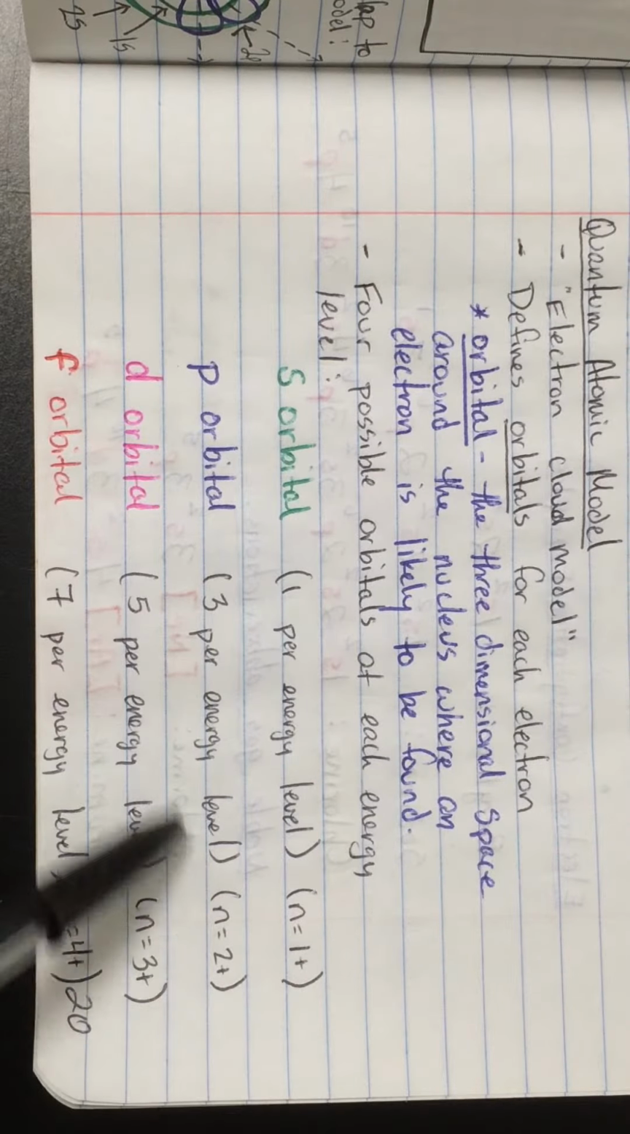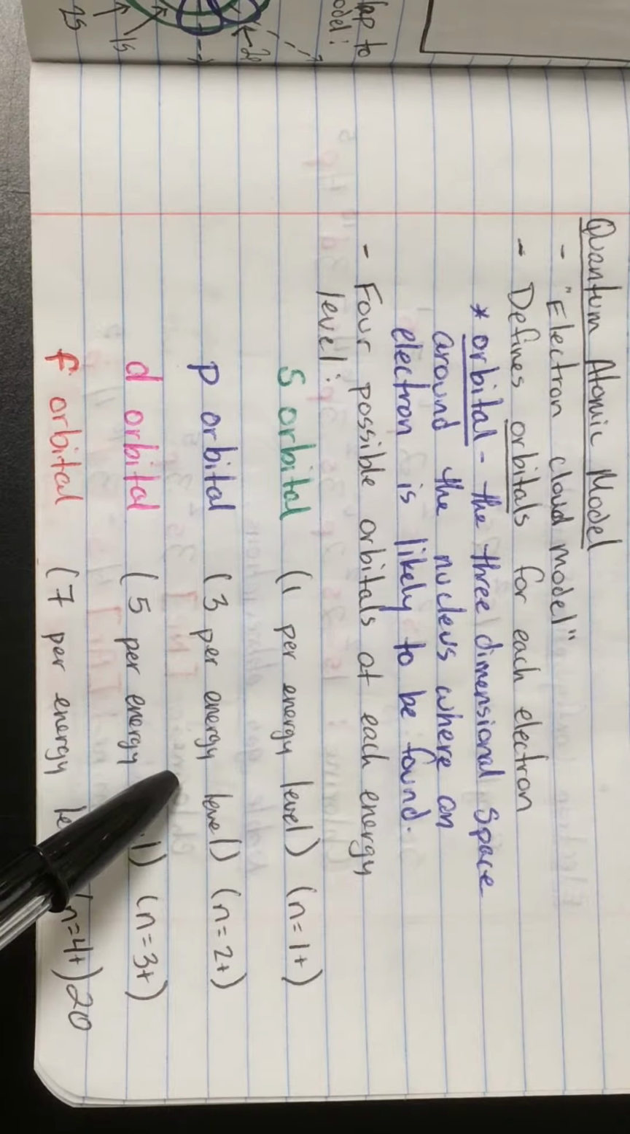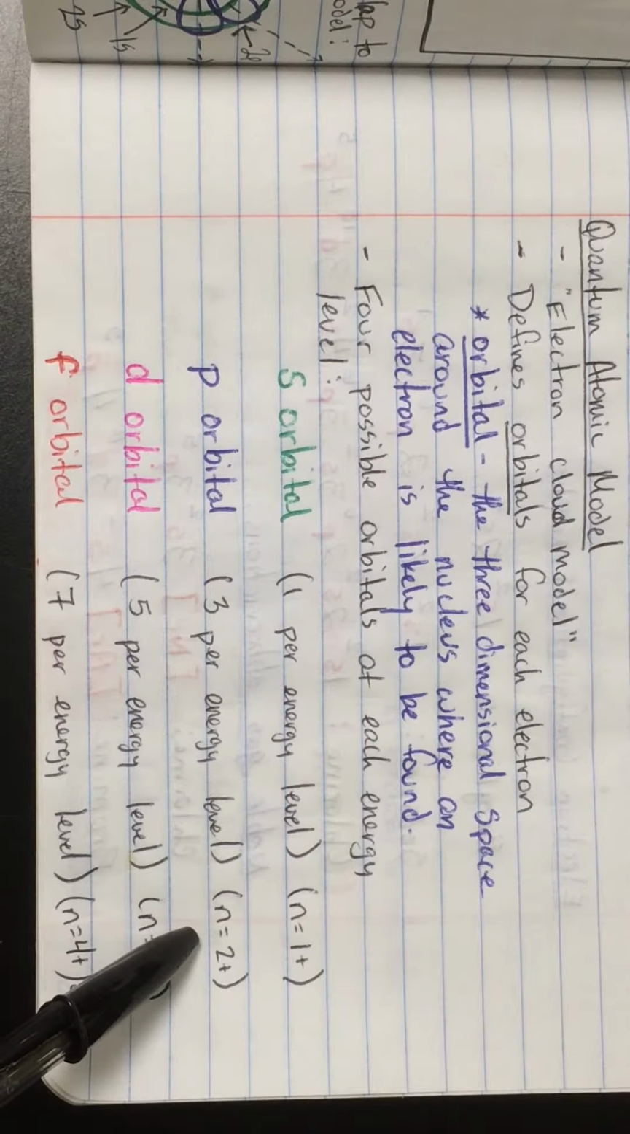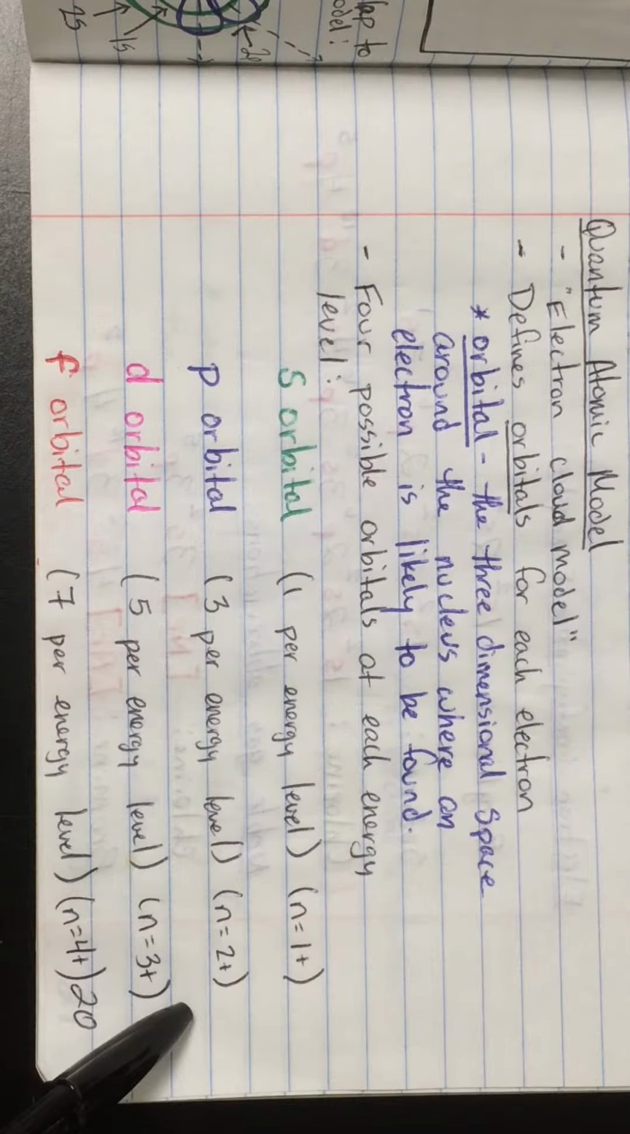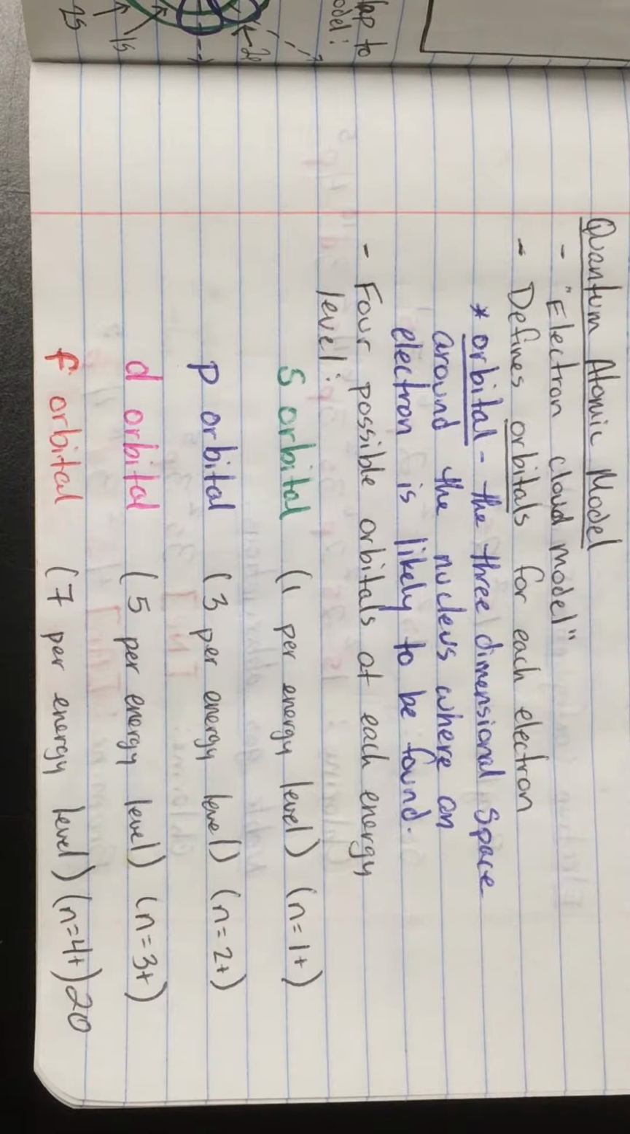The second type is the p orbital, and these come in groups of 3. And these will exist at every energy level of 2 and higher. So starting at the second energy level and going up, I'll add p orbitals to the model. The third type is the d orbital.